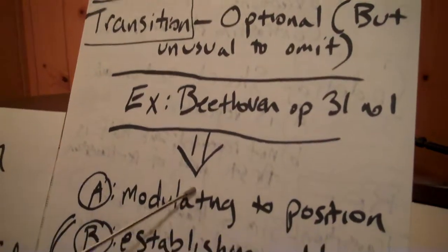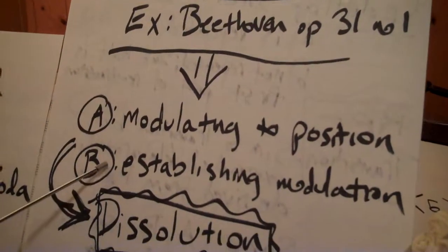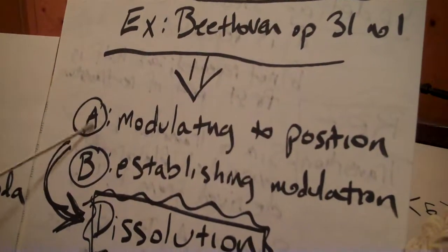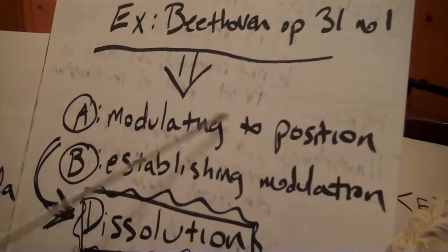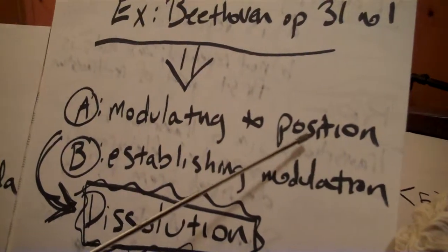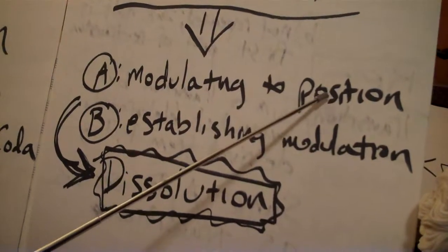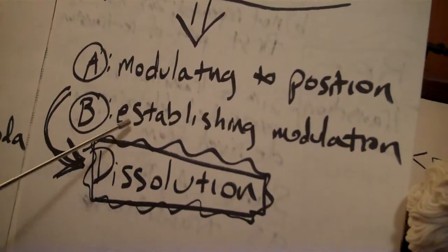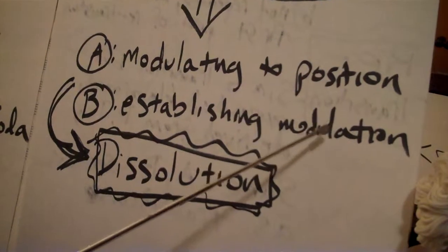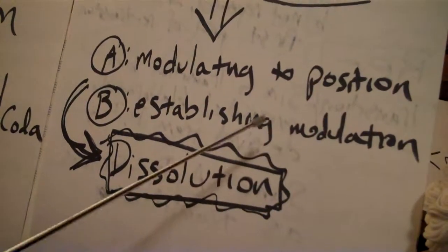Now the transition is made up of two mini sections. The first serves to modulate into the position of a subordinate theme because they're in different keys. So modulating into that is the first part, and then the second part is to establish the modulation to get used to the new tonality.